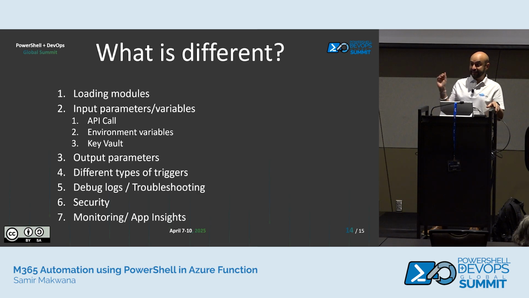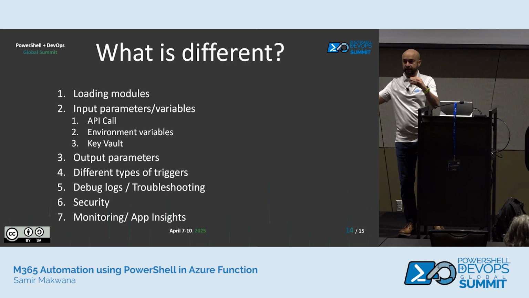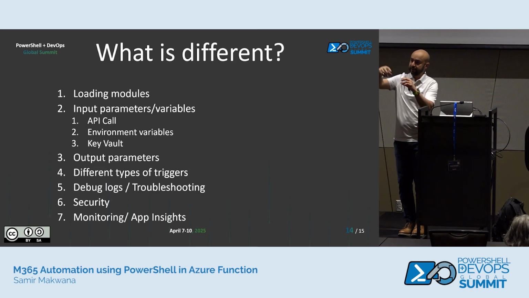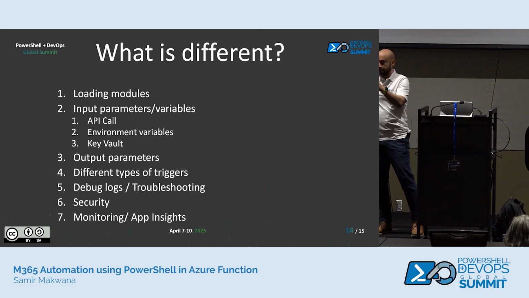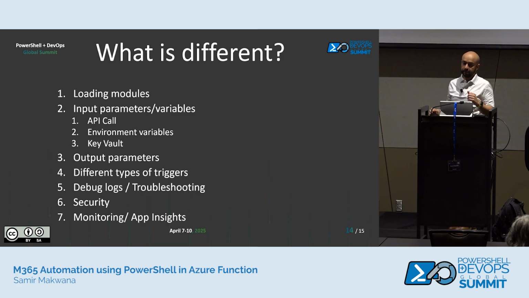Output parameters, that's another different thing which you don't do on your on-premise, right? Unless you have a multi-level script where you store those output variables in, let's say, one of the tables in SQL, and the next script reads that table value and processes it further and so on and so forth, right? So the output parameters are very important.